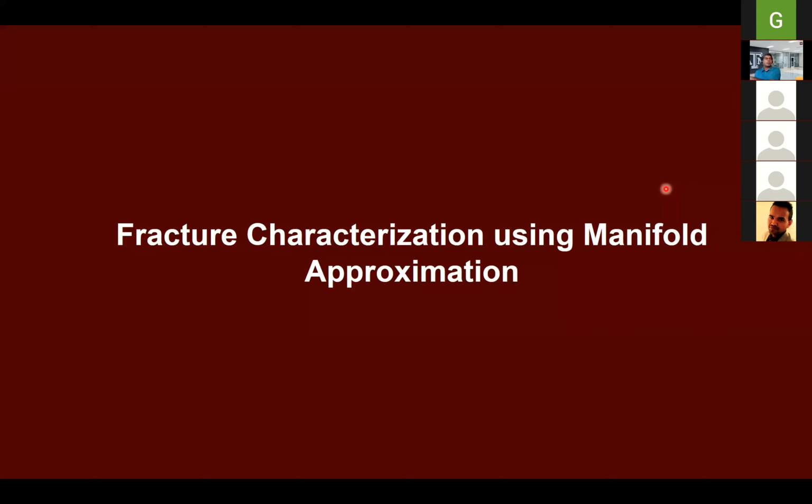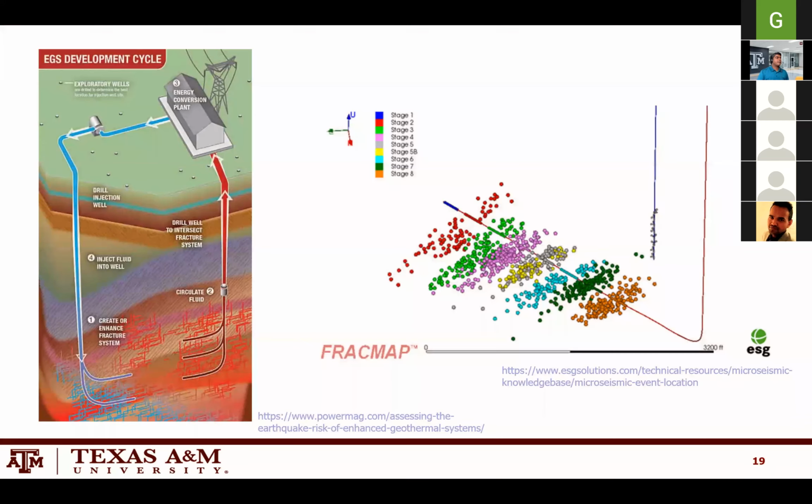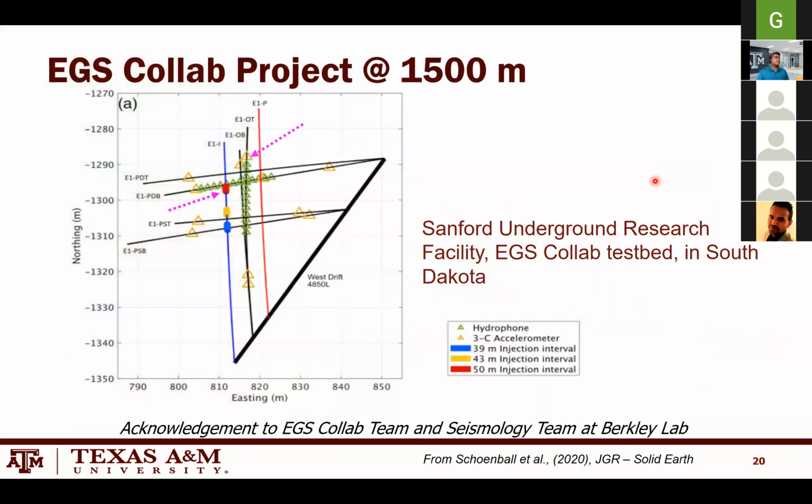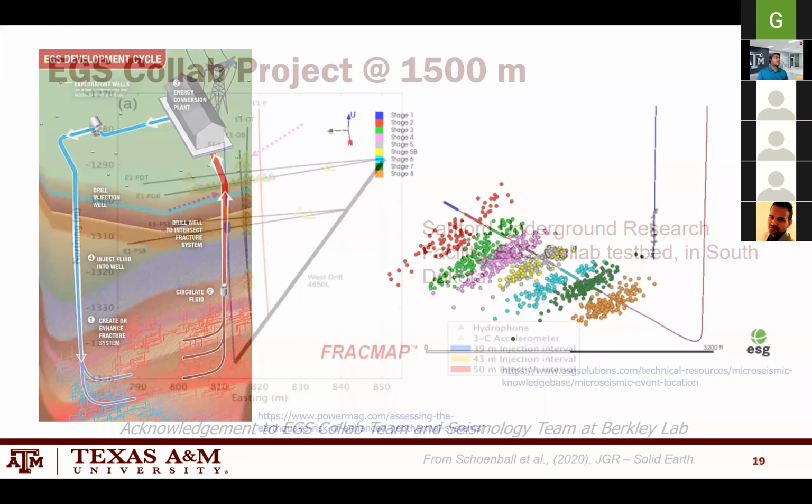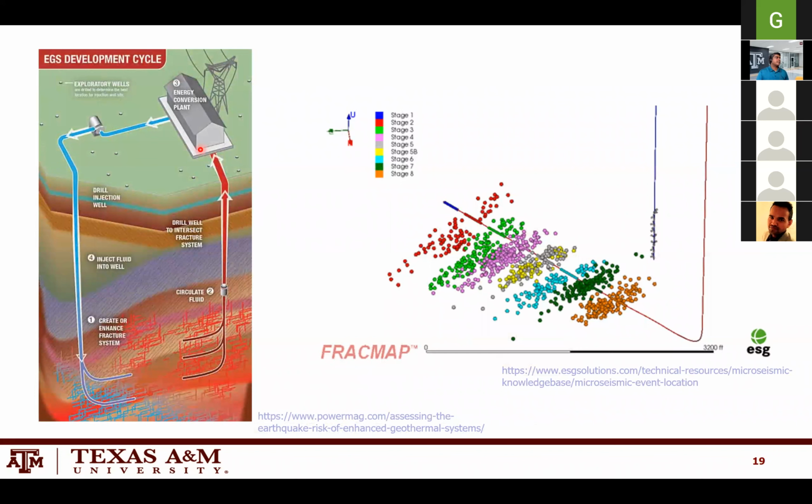So this is fracture characterization using the manifold approximation method. We are moving from the CT scan world to something more realistic. The data set was acquired in North Dakota, I think. Let me just confirm. South Dakota. It's the EGS Collab testbed, an enhanced geothermal system. This is the main objective.